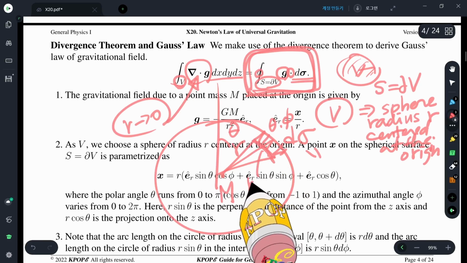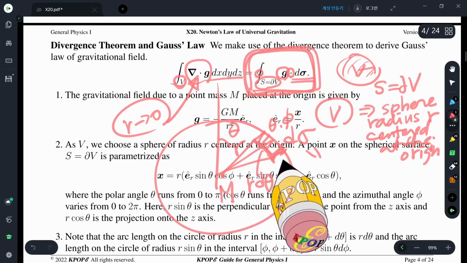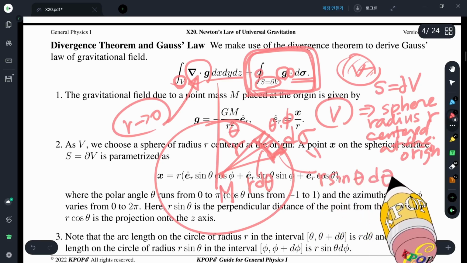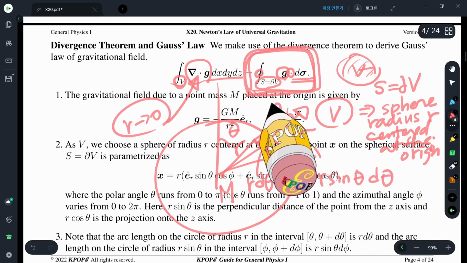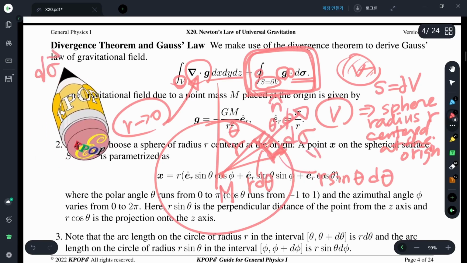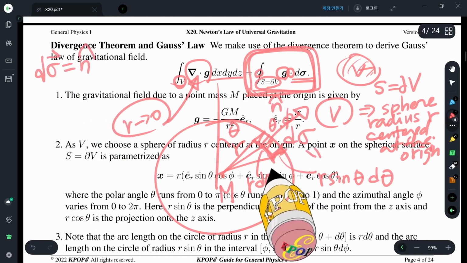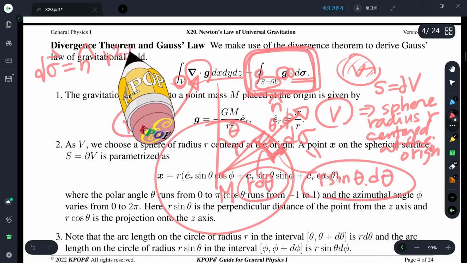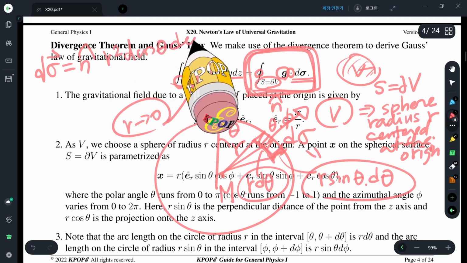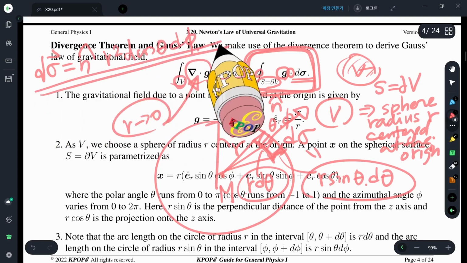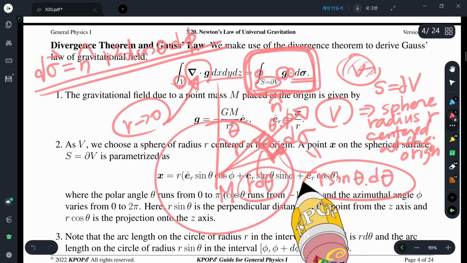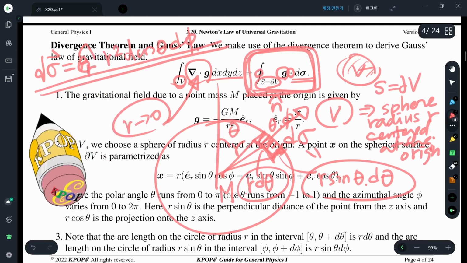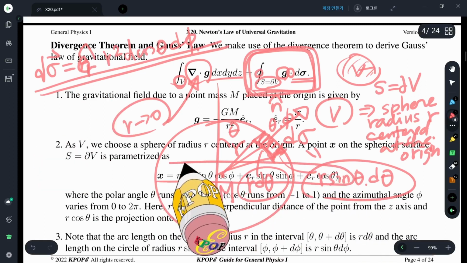This arc length is r d theta, and this arc length is r sine theta d phi. And there's a normal direction n hat, so this d sigma equals n hat multiplied by this area, r squared d cosine theta d phi. This is the area element vector, and this n hat is actually e_r hat.